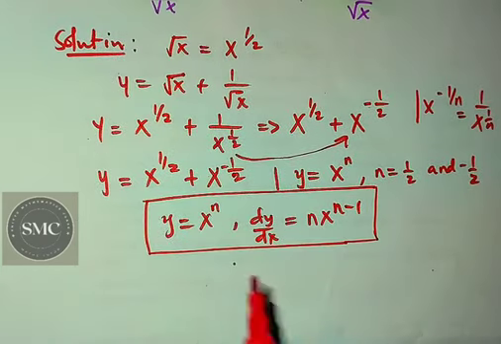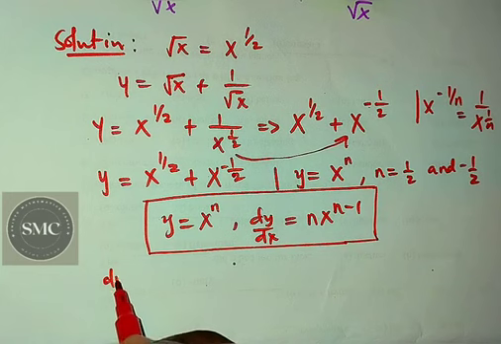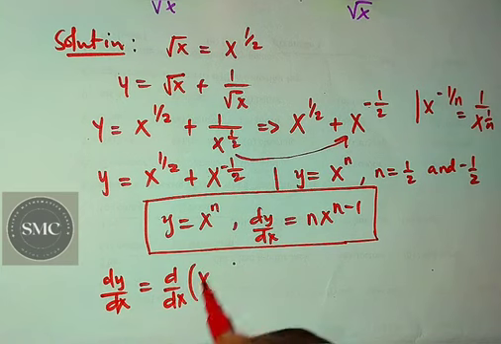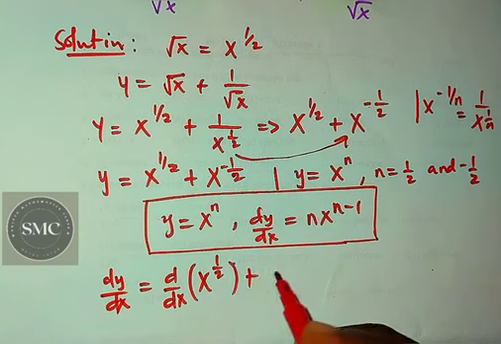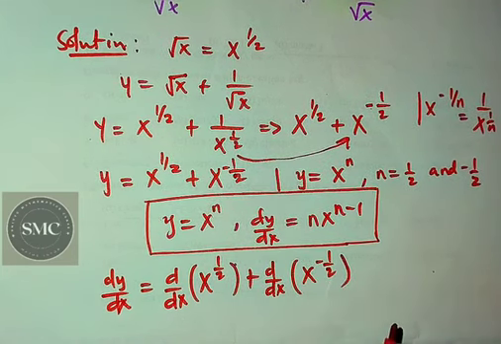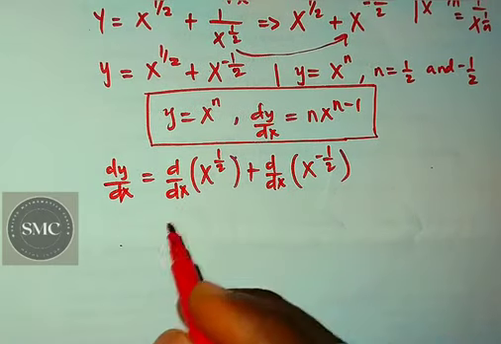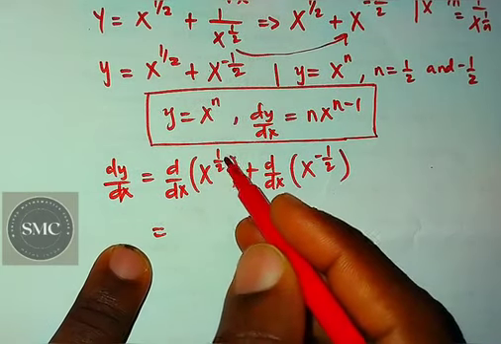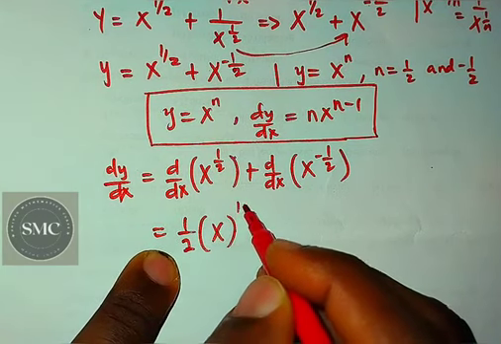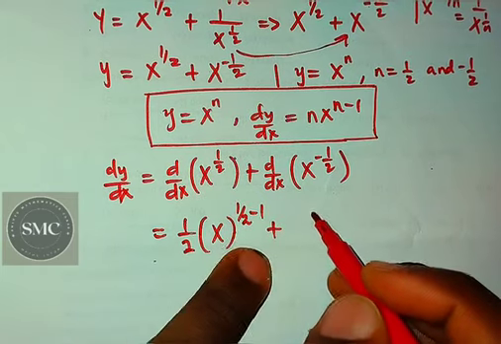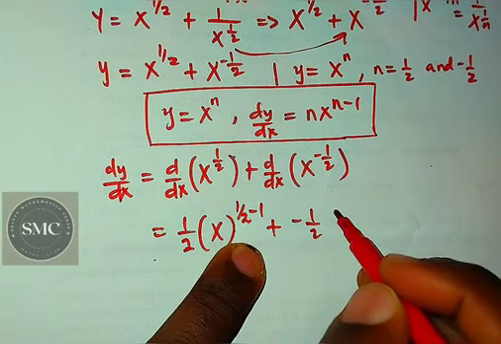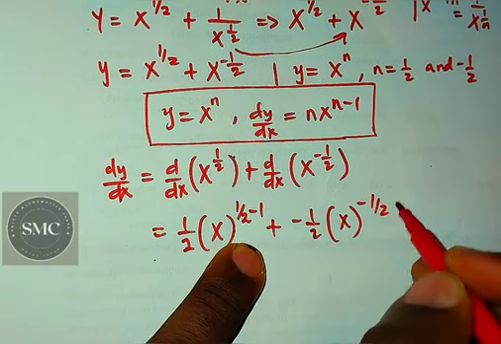So we are going to differentiate each term, that is dy/dx of y is going to be d/dx of x to the power 1 over 2 plus d/dx of x to the power minus 1 over 2. So now what we are going to have is, our power n is 1 over 2 multiplying x to the power 1 over 2 minus 1, plus minus 1 over 2 times x to the power minus 1 over 2 minus 1.